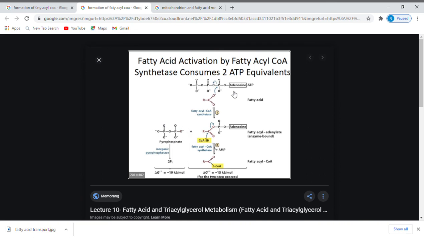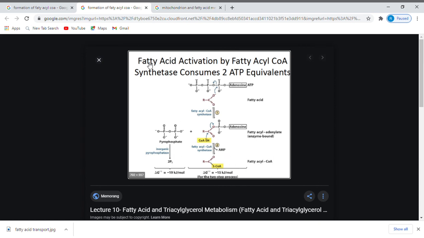You know that ATP consists of 3 phosphates. So these 2 phosphates are released as a pyrophosphate, and in the next stage AMP also is released. So actually 2 high energy bonds are broken down for this process. So this is the activation of the fatty acid and it is an energy consuming reaction.